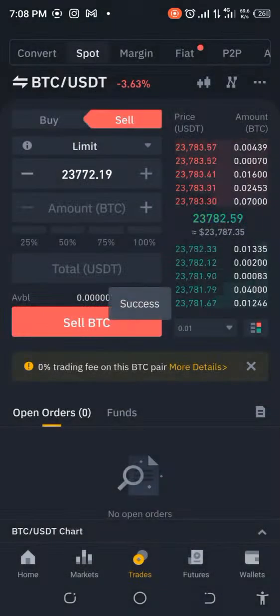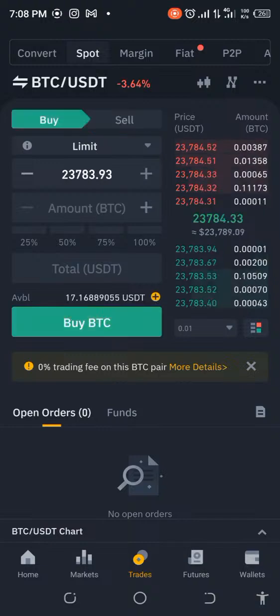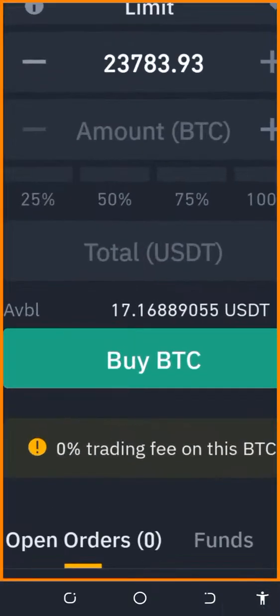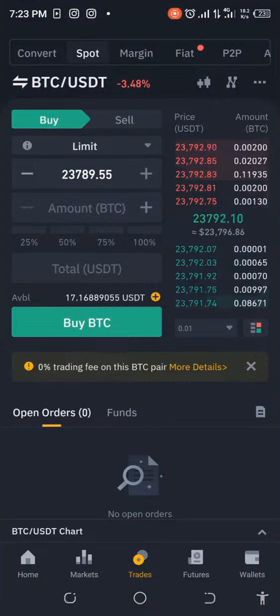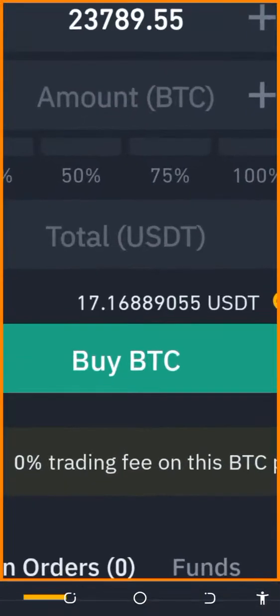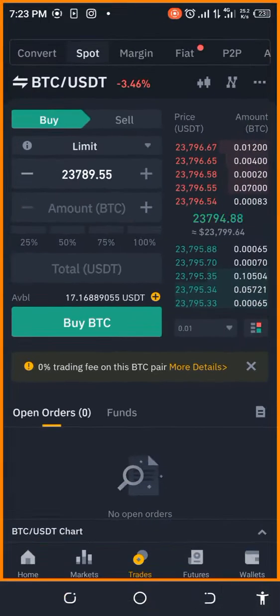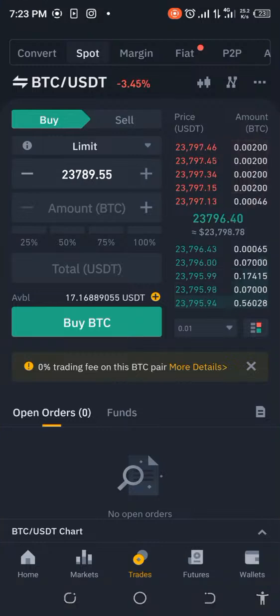All right, so it's sold. Let's go back and see how much we have. Okay, we actually made profit. That's the most important thing in any trade that you take. When you take a trade, make sure you make profit. Don't ever allow it to go into a loss, except in situations you can't manage.